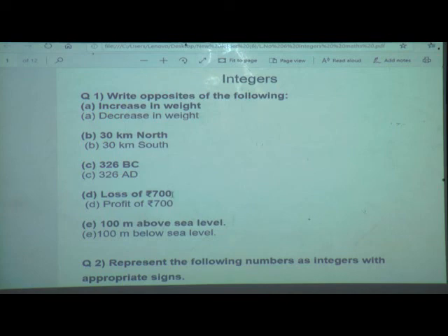Loss of rupees 700. Opposite of loss is profit. So answer is profit of 700. 100 meter above sea level. So this is above. We have to write the opposite, that is 100 meter below sea level.